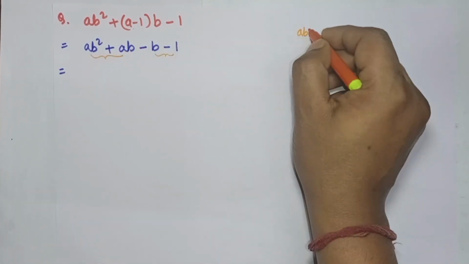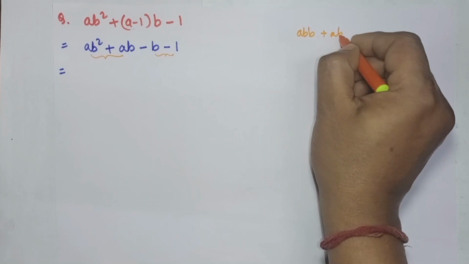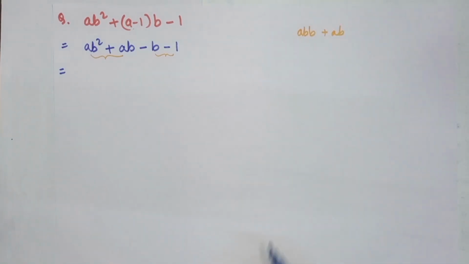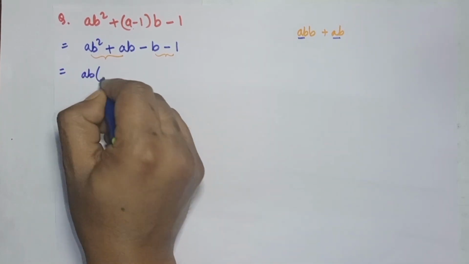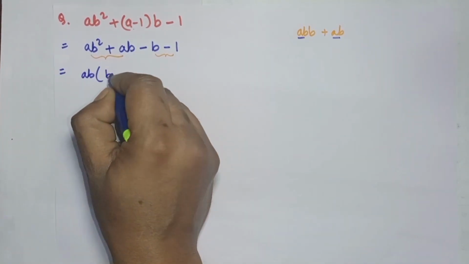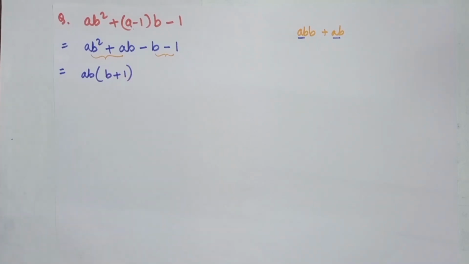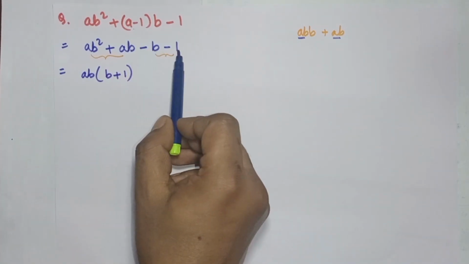Yeah, a b square means a b b plus a b. So what is common here? You can see that ab and ab are matching, so I can take ab common. What is left over in the first? b plus 1. Now in this there is no common.